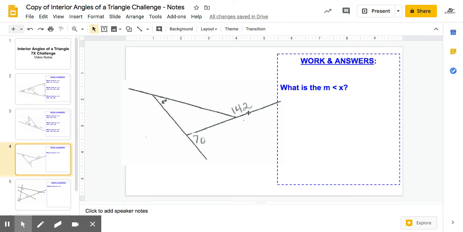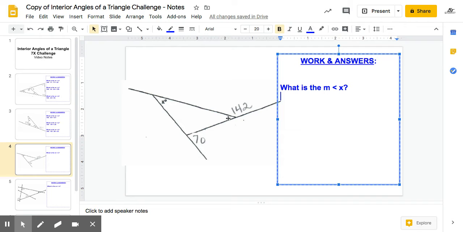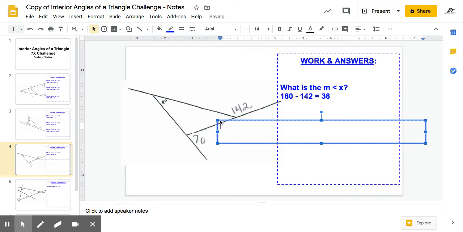I'm going to use my supplementary angle fact. This angle right here and this 142-degree angle are supplementary because they're right next to each other and they're on a straight line. So I can find out the measure of this angle by simply subtracting 180 minus 142. 180 minus 142 is equal to 38. So that means that the measure of this angle right here has to equal 38 degrees.